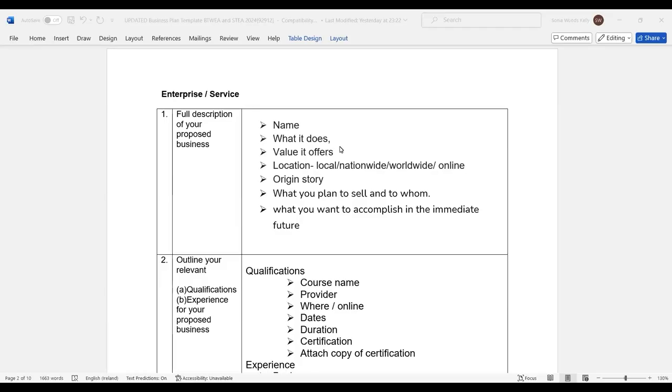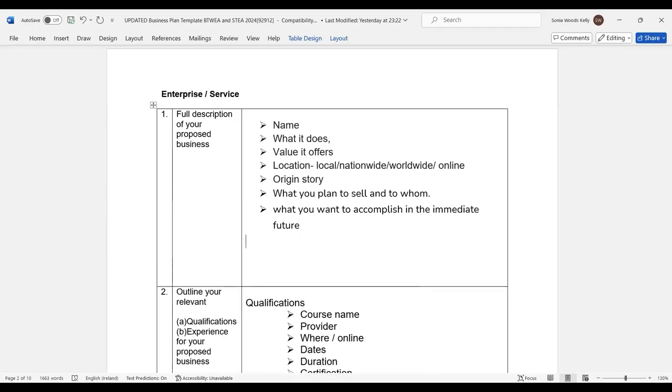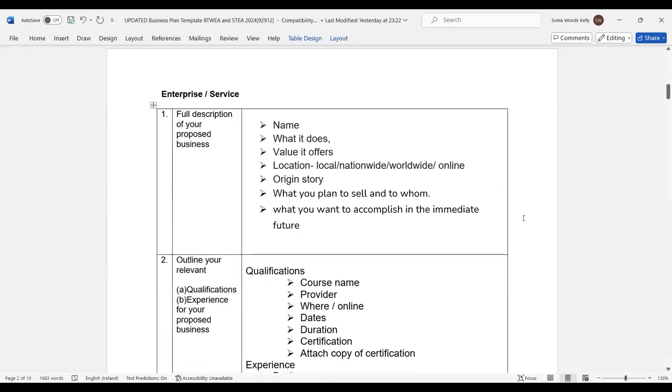The next section of the business plan is the enterprise service section. So in this section, the first question you need to address is you're asked to give a full description of your proposed business. So it's really important here to give as much information and as much clarity of your proposed business as you possibly can. And bear in mind as well, this is a Word document, so this section can be extended to include as much text as possible.